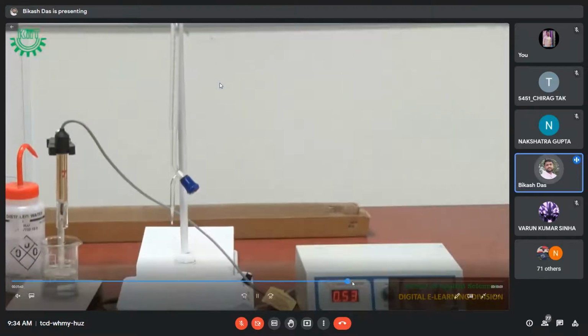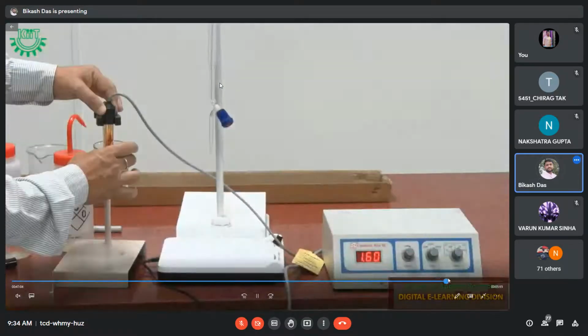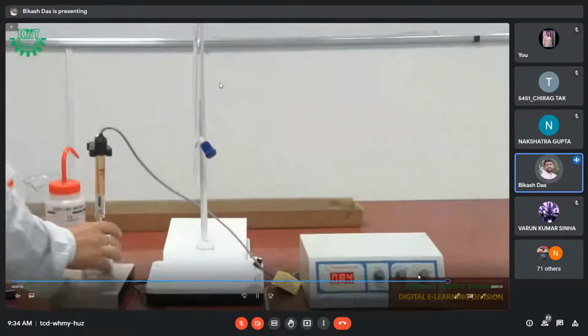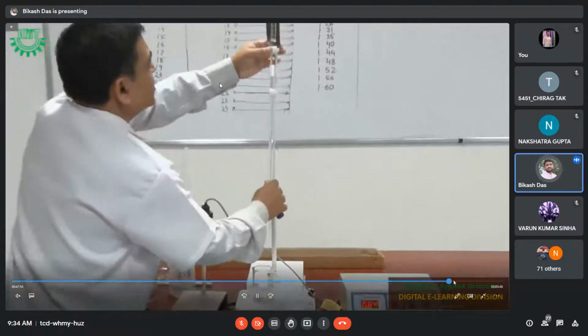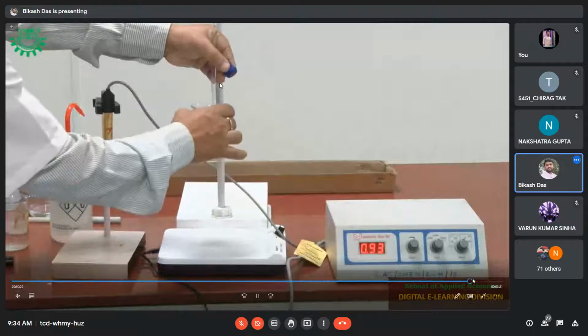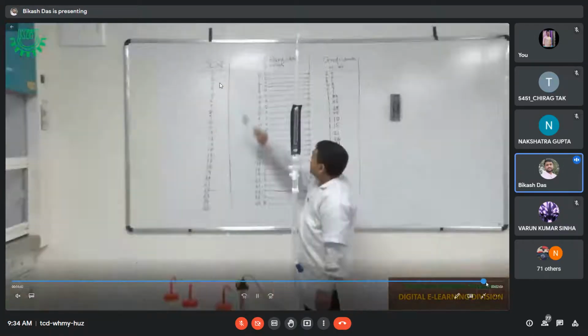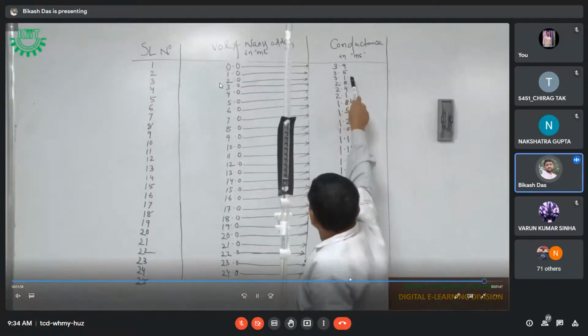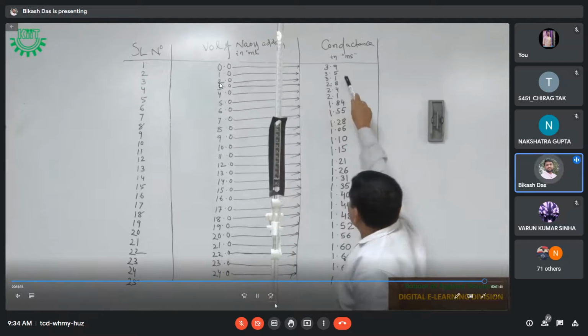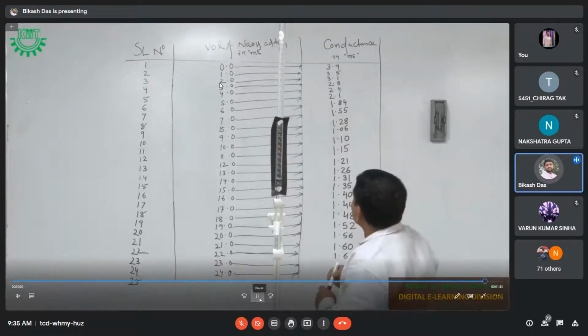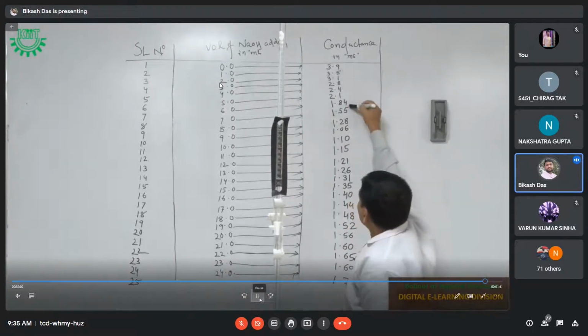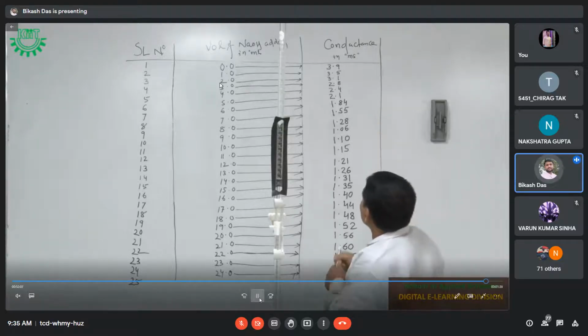So I can forward the video. You see, same process, only you have to add 1 ml, 1 ml. So why waste the time? See, the same process, you can see the readings. Up to 24 observations are taken. You see readings are coming decreasing, then at a certain point it starts increasing.